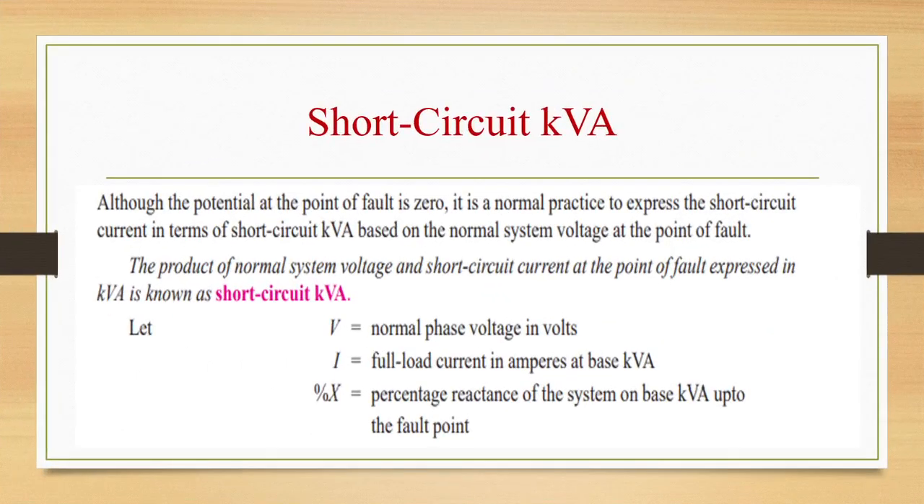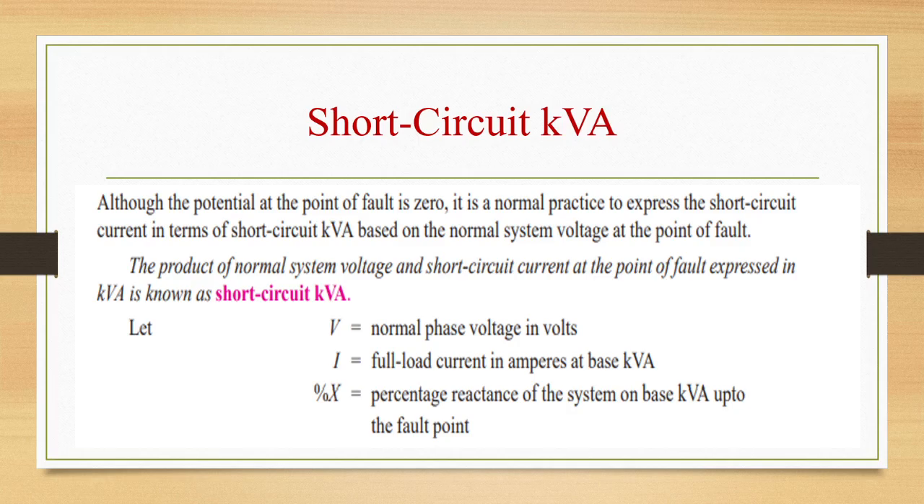Now let us see what short circuit kVA is. In today's class we are going to see about the short circuit kVA. Although the potential at the point of fault is zero, it is normal practice to express the short circuit currents in terms of short circuit kVA based on the normal system voltage at the point of fault. The product of normal system voltage and short circuit current at the point of fault, expressed in kVA, is known as short circuit kVA.